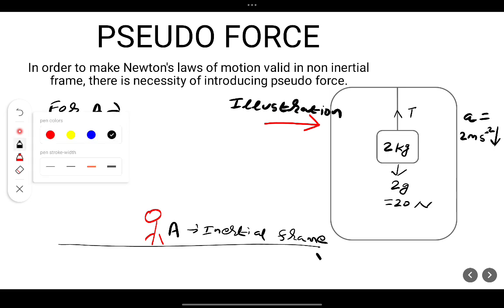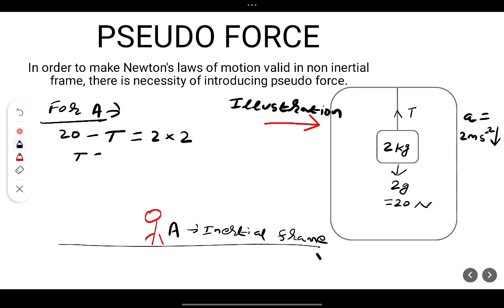Now, 20 Newton downward, T upward, but the net body is going downward, so 20 is greater than T here. So 20 minus T is equal to mass into acceleration, that is 2 into 2. So from here you will get T equal to 20 minus 4, that is equal to 16 Newton. So the tension on this string is 16 Newton, and in an inertial frame we know Newton's law is valid.